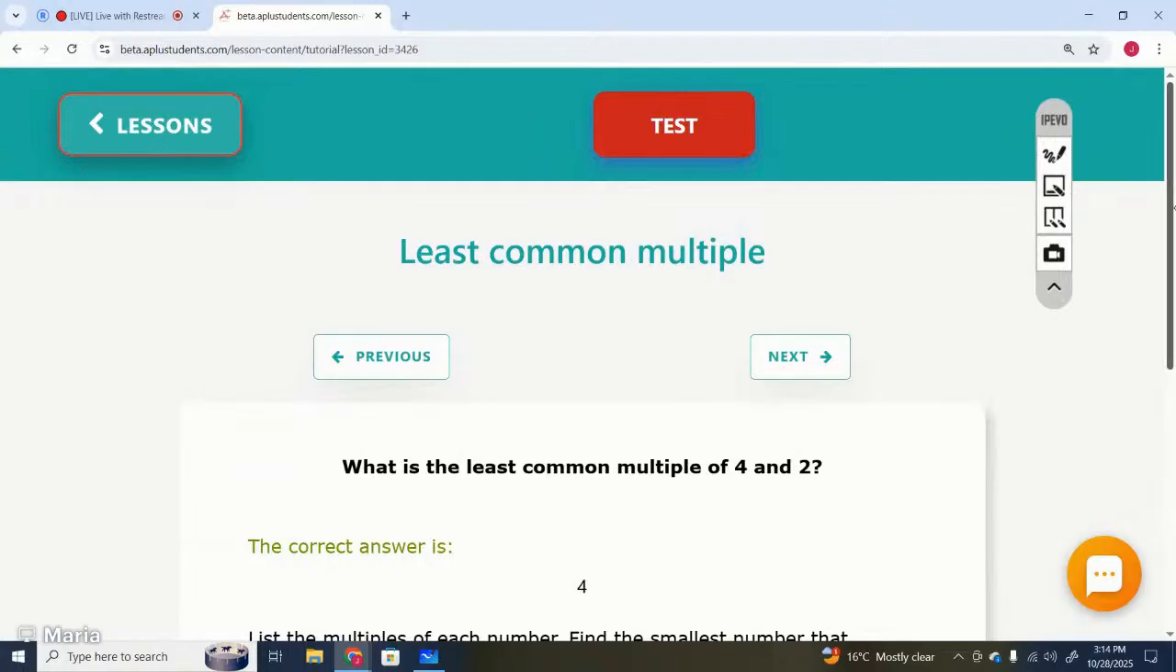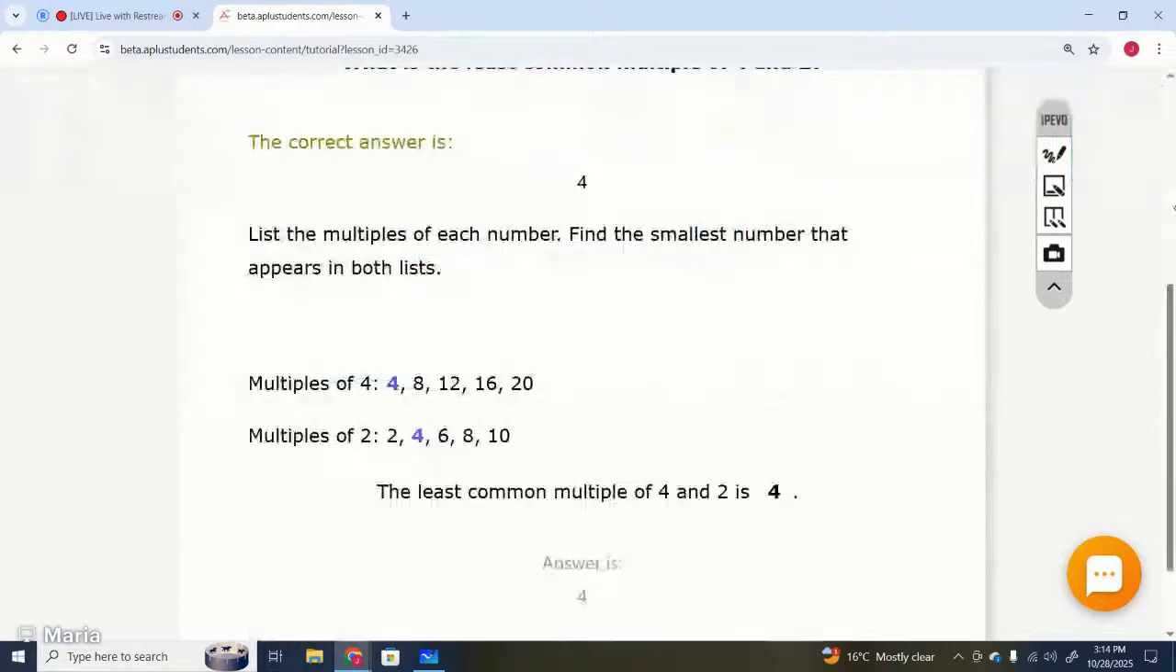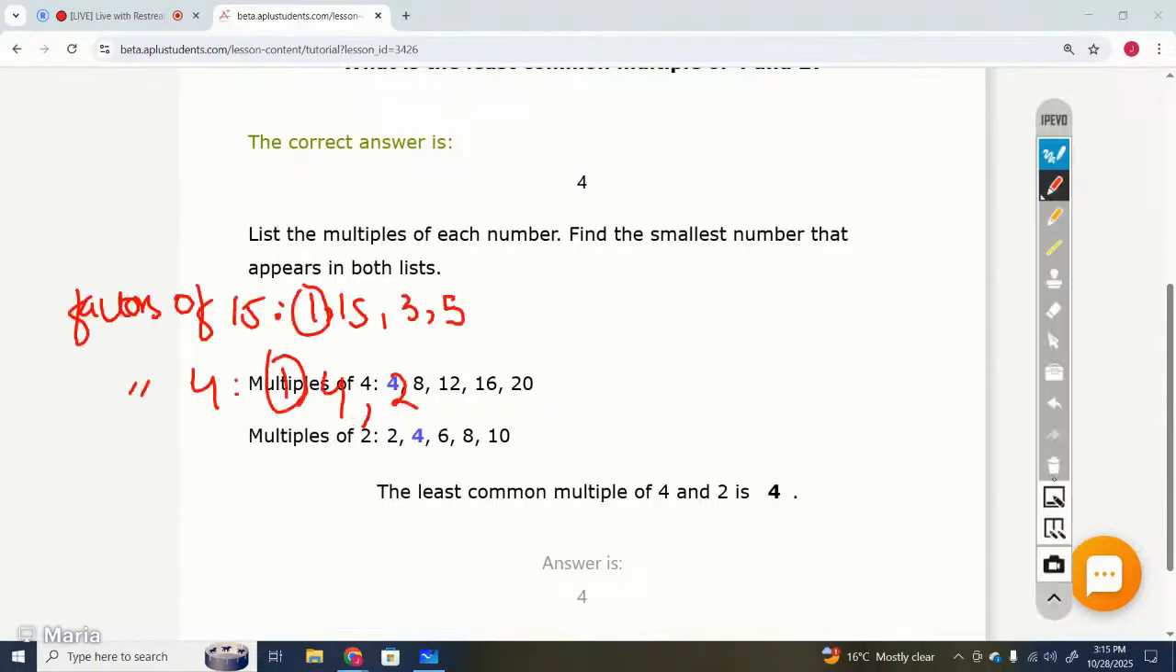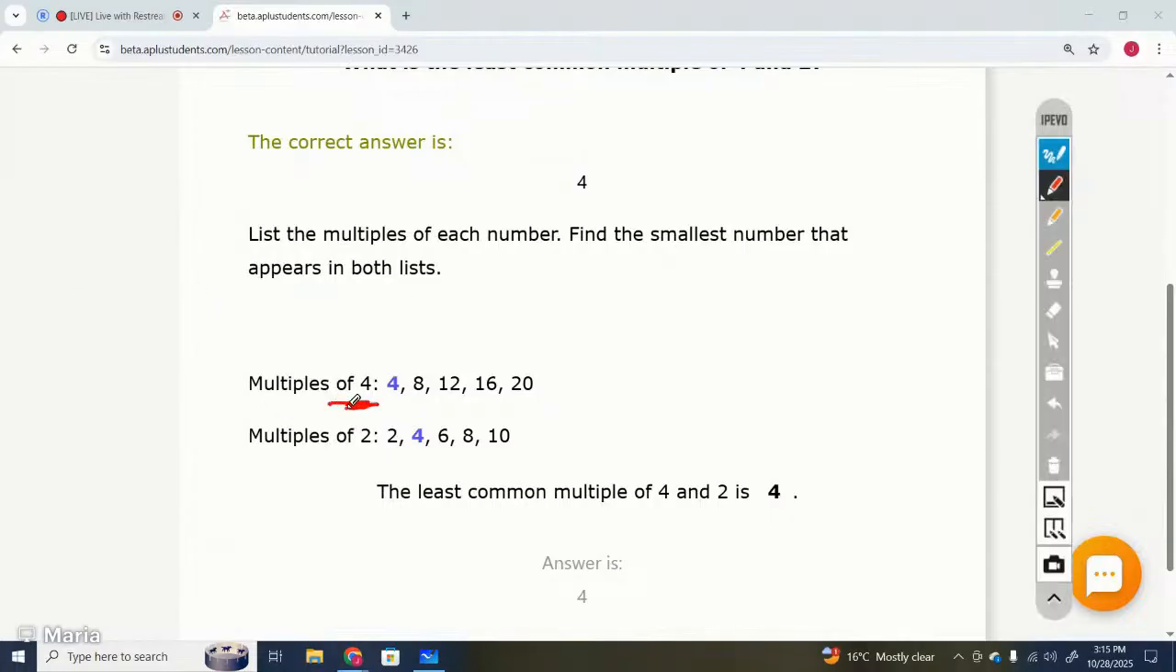What is the least common multiple of 4 and 2? You need to write down the multiples over here. The first thing you need to understand is multiples and factors are different, right? Factors are the numbers. Like for example, here we are given the multiples. Multiples, you can relate it with multiply, right?